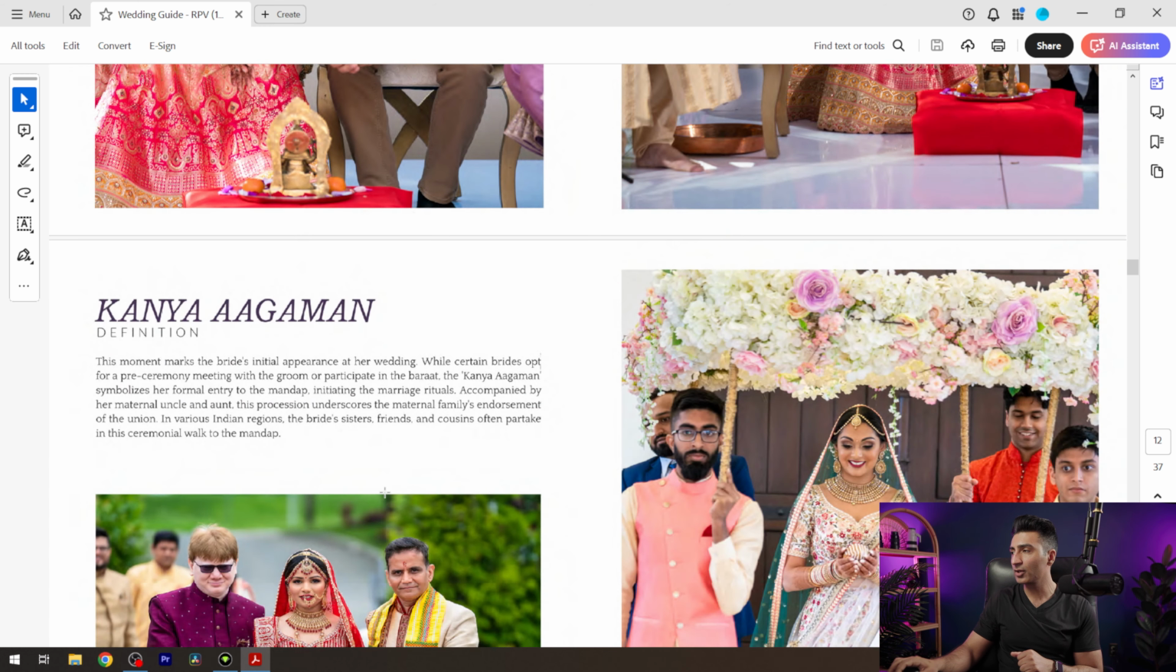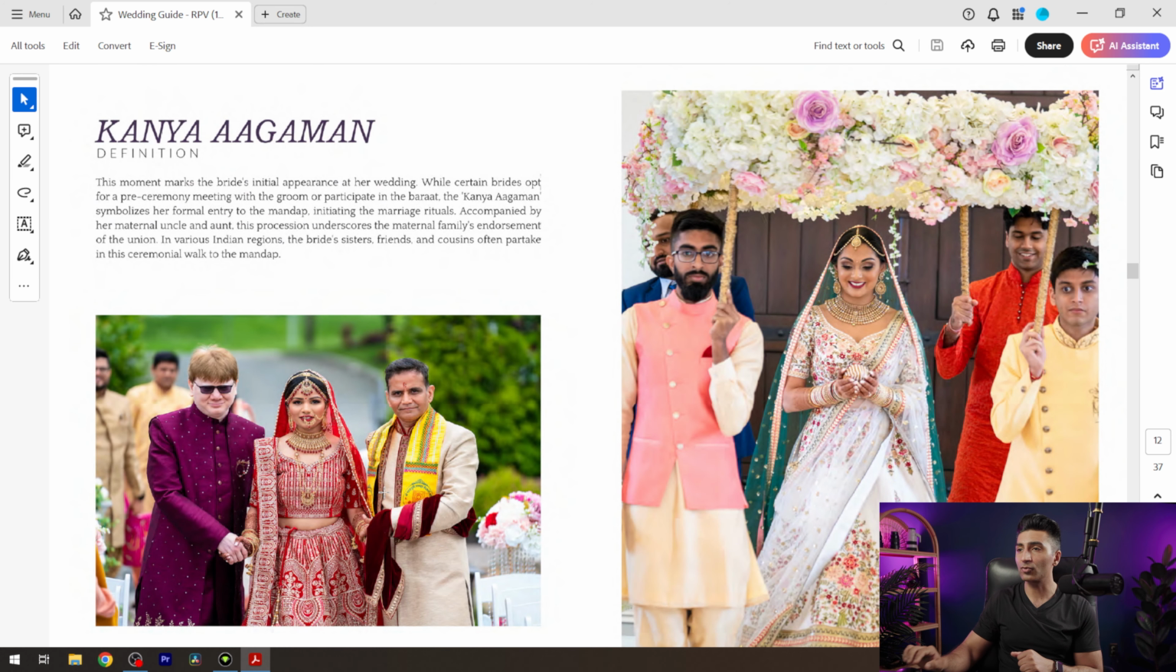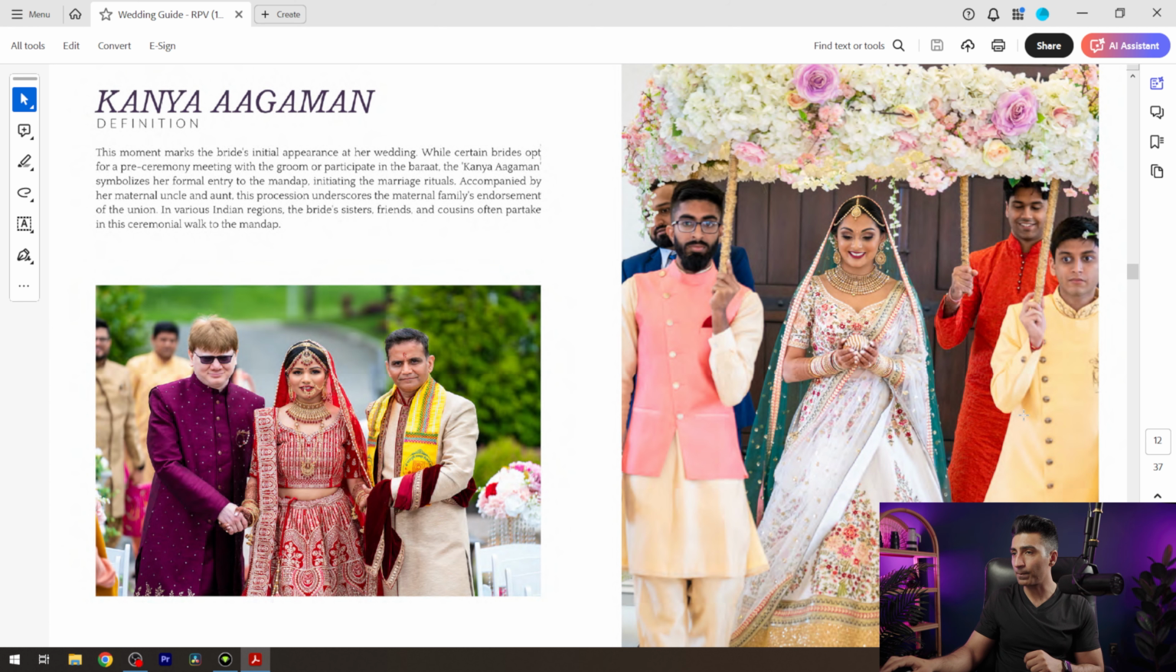Once that happens, right around this time is when the Kanya Agaman happens, which is the bride's entrance. So we had the Ganesh Puja, the groom is already on stage with the bride's parents, you conduct the puja, and then shortly thereafter, the Kanya Agaman is where the bride makes her way to the stage, and that is where you'll notice that she's going to be surrounded by her uncles, her aunts, any family members. This can be a sentimental moment as well, and something that we want to make sure that we capture correctly. It's a really key moment of a Hindu wedding.